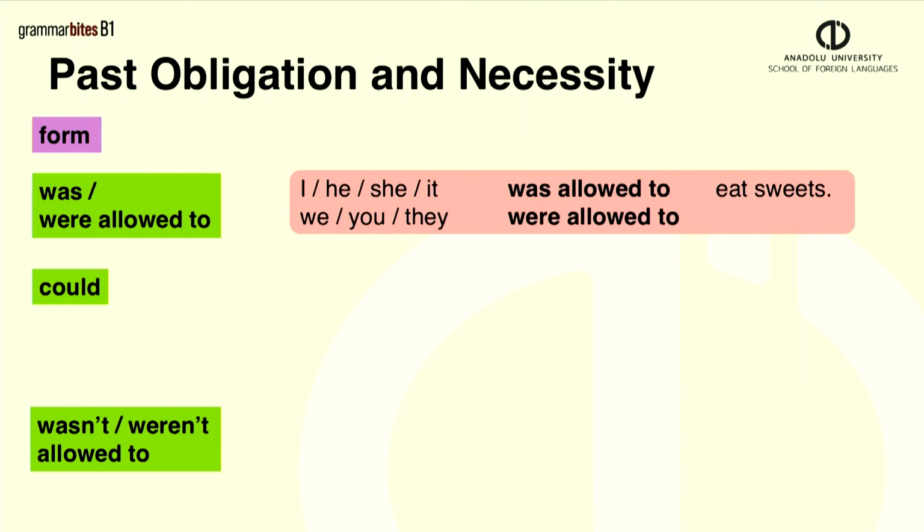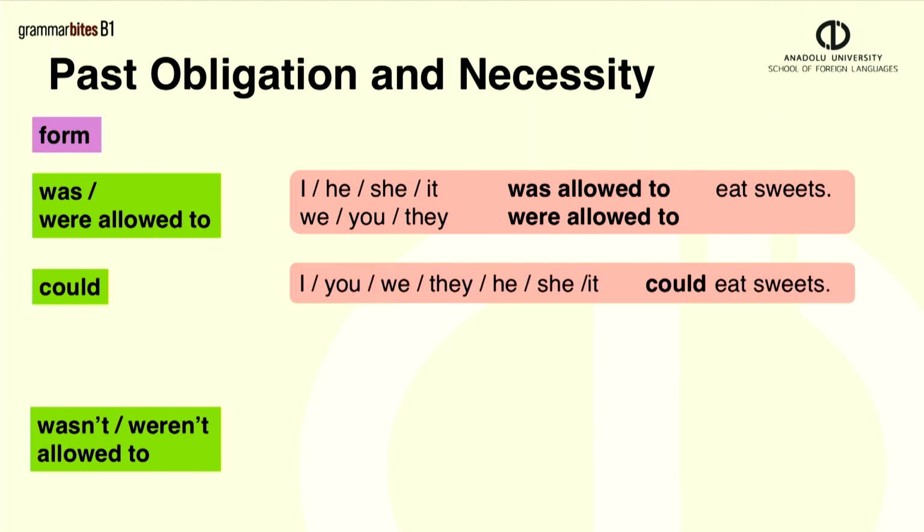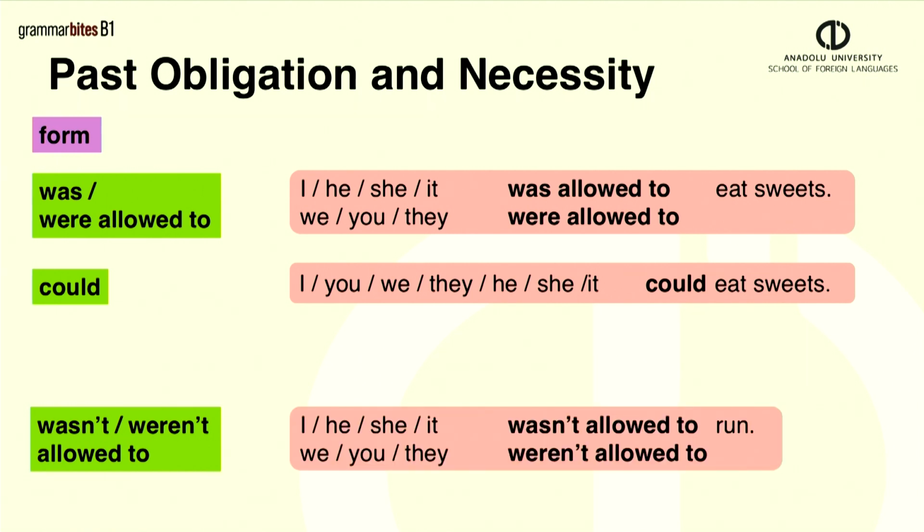For I, he, she, it, we use was allowed to, and for we, you, they, we use were allowed to. I was allowed to eat sweets. They were allowed to eat sweets. Could is the same for all pronouns. I, you, we, they, he, she, it could eat sweets. To give them negative meaning, we use wasn't allowed to for I, he, she, it, and weren't allowed to for we, you, they. He wasn't allowed to run. You weren't allowed to run.